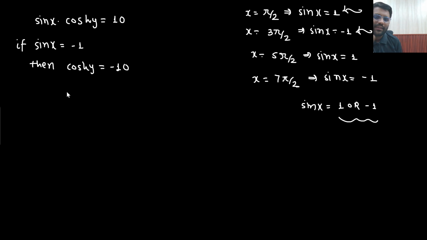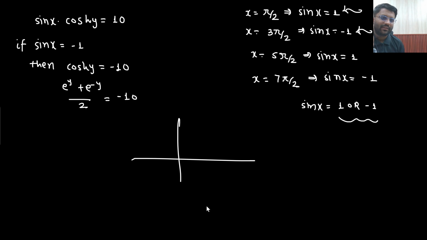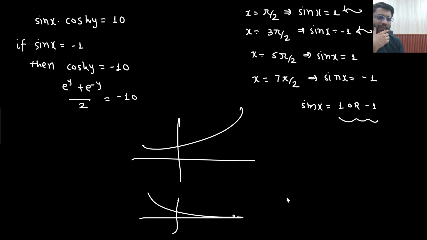What is cos hyperbolic y? Cos hyperbolic y is e to the power y plus e to the power minus y, divided by 2, equals minus 10. You already know the graph of e to the power y. This is how it goes. And this is how the graph of e to the power minus y goes. They are always greater than 0, no? Exponential to the power anything can never give you a negative answer.